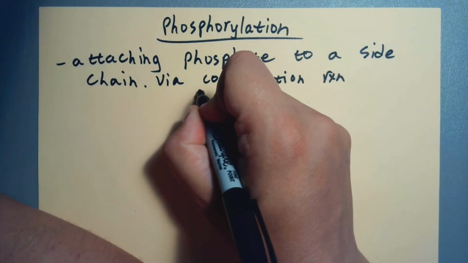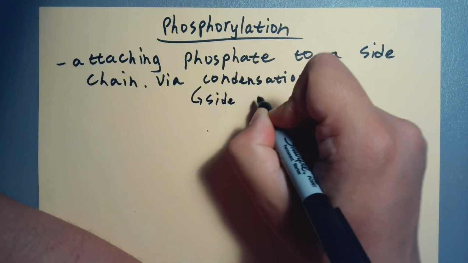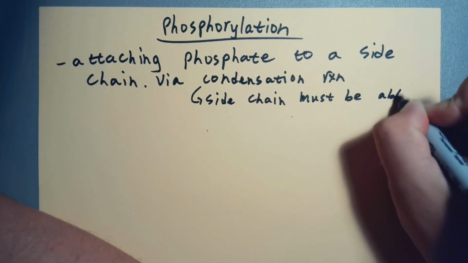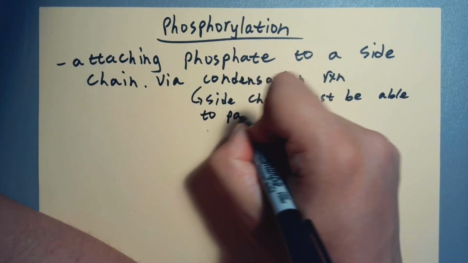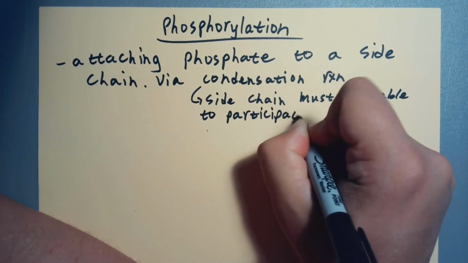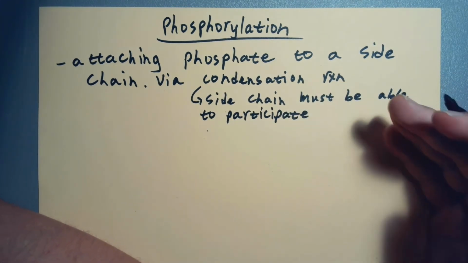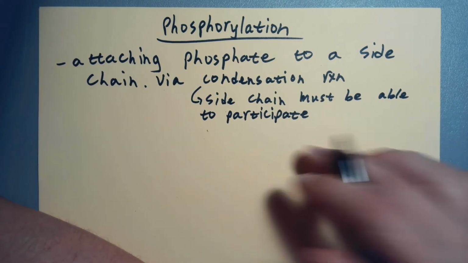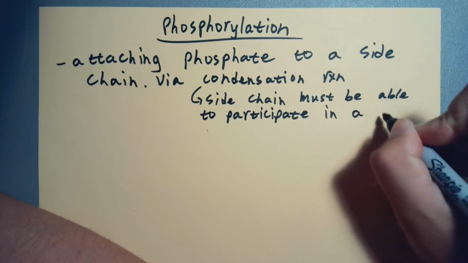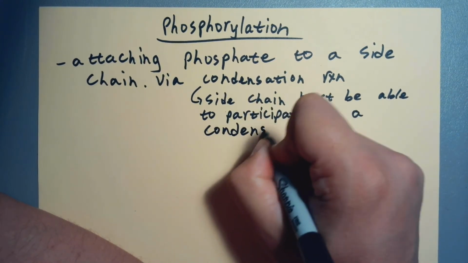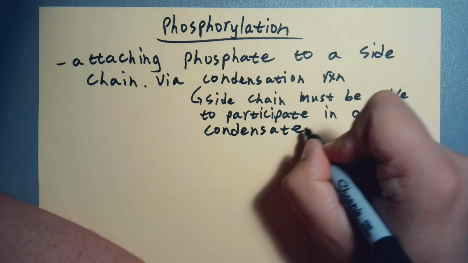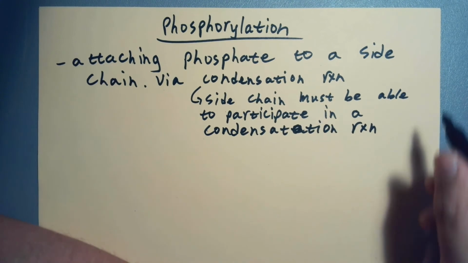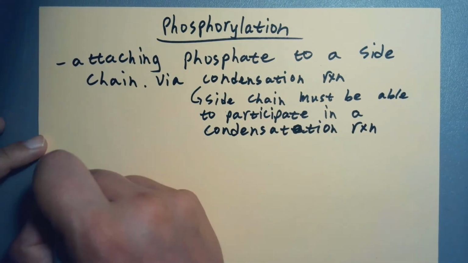So there's a little note we'll make here. Side chain must be able to, we'll say, participate. So it has to have like an OH or an NH group on it, or a carboxyl group, which has an OH group on it. So it has to have those to be able to participate in a condensation reaction. If it can't participate in a condensation reaction, it cannot be phosphorylated. Okay. So here's what we're talking about.